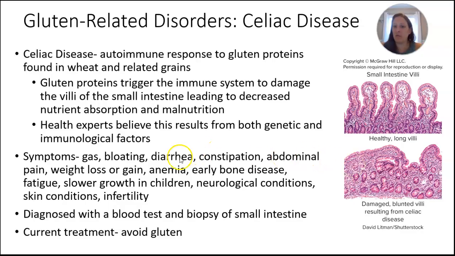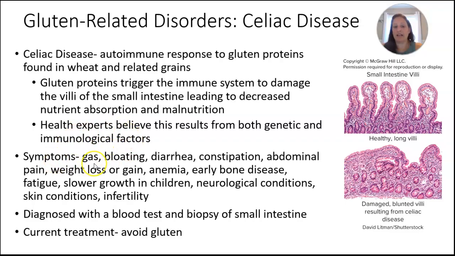We're not positive why people with celiac disease develop this. It's an autoimmune disease. It's believed that there could be a genetic component, and it's also believed that there could be some kind of an immunological component. But again, we're not positive.